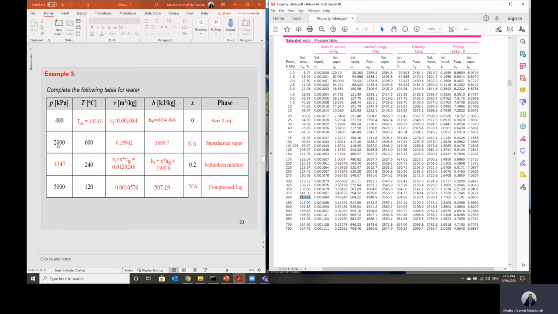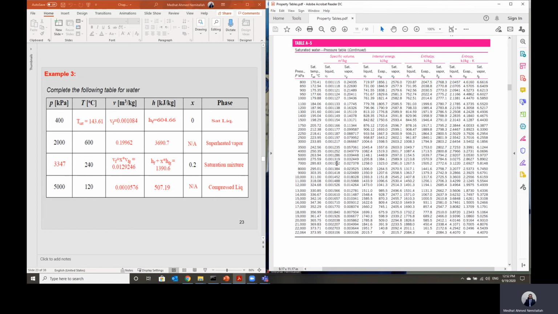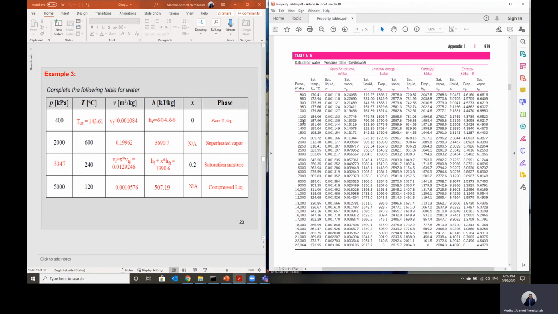But for the other point, the second point, pressure is given, in this case 2000 kilopascal, and temperature is equal to 600. So in this case, if pressure and temperature are given, either I can go with this pressure to table A5 or with this temperature to table A4. Let's say I will take this pressure and go to table A5. Pressure is equal to 2000 kilopascal.